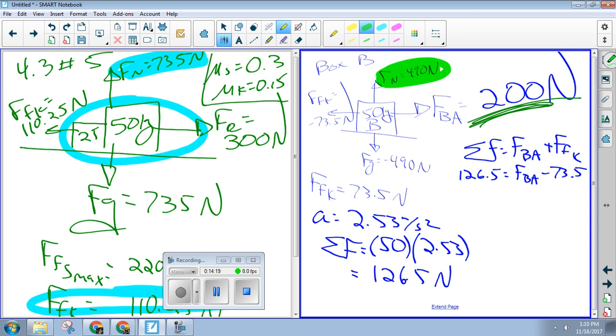Everybody good? For the review, for number 1, you were just assuming that we're pushing to the right? Sure. If you want to push to the left, it doesn't matter. Okay, cool.